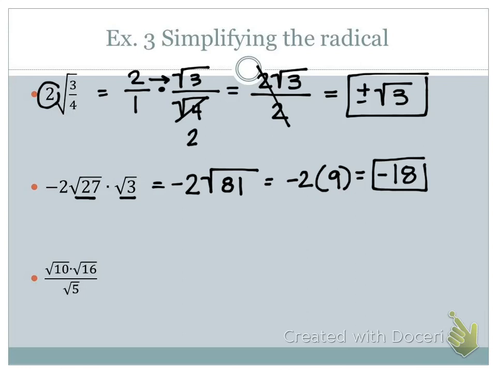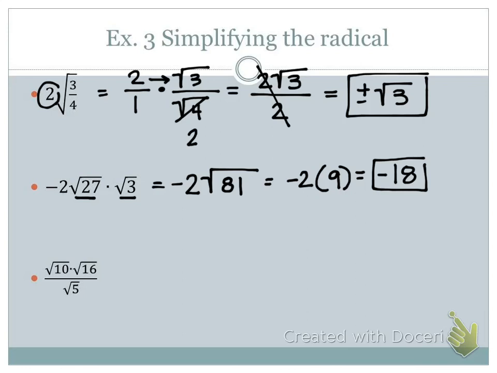Now, let's look at this next problem. Your first instinct here may go, oh, I can do 10 divided by 5. But you cannot. The reason why is because if you divide one of the numerators by 5, you have to divide the other. Can 16 go into 5? No, it cannot, okay? So let's go ahead and do what we can.